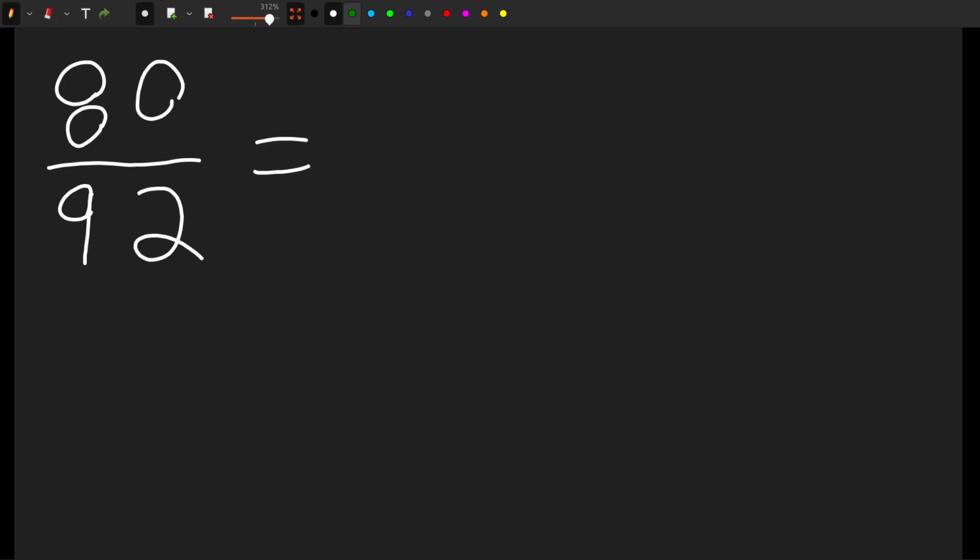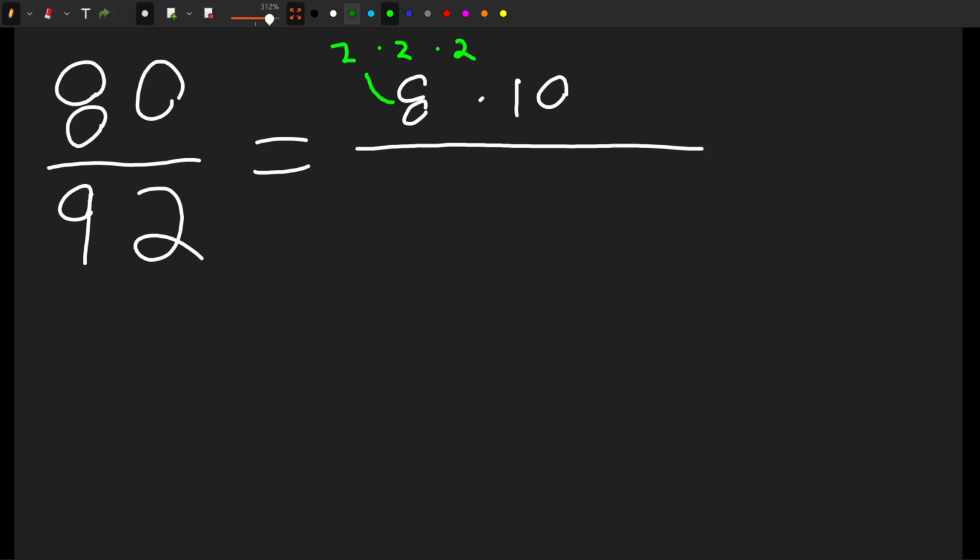Here's the last one. It is 80 over 92. Now, in this case, I'm going to work this one out a little bit more. 80, I know, is 8 times 10, right? And I know that 8 itself is 2 times 2 times 2. And I know that 10 is 2 times 5.